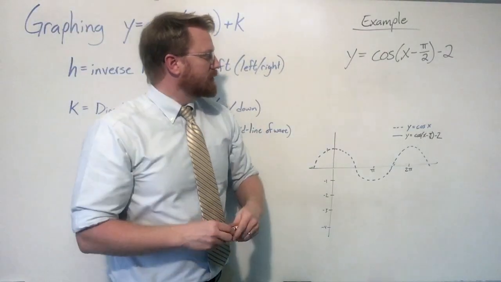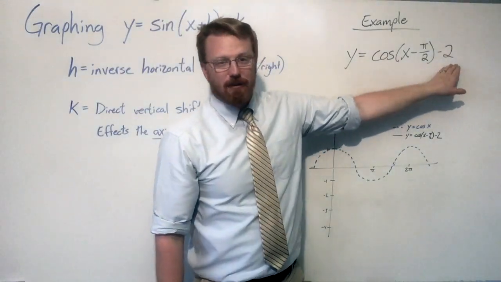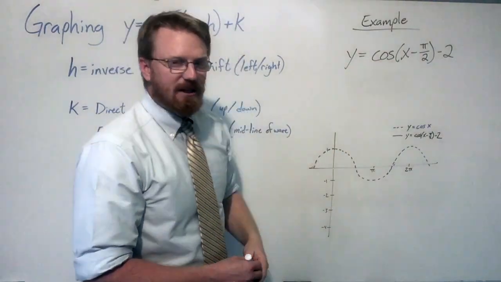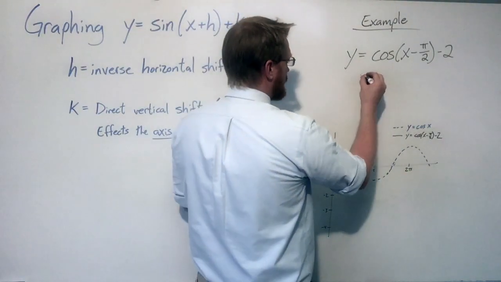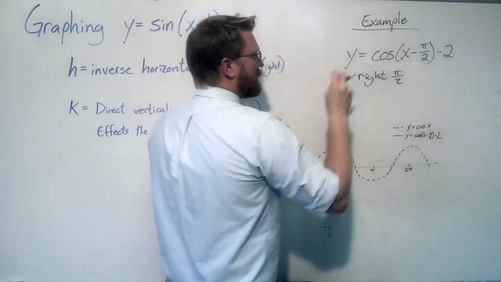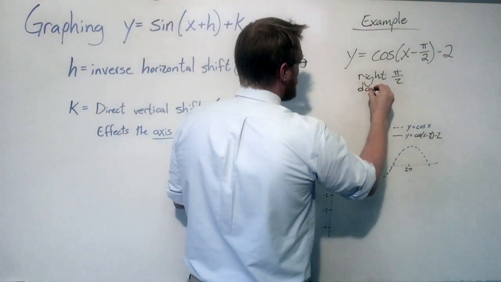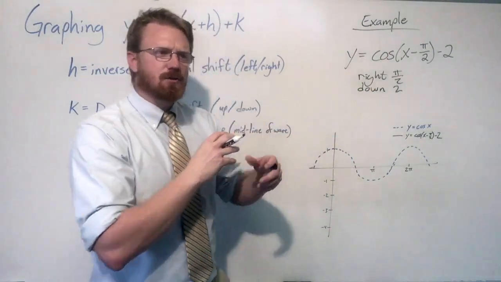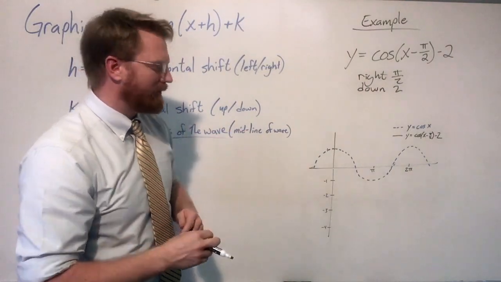Another example for cosine, I have something being added inside the function and something being added outside the function. So if I recognize it's inside the function, that's going to affect the horizontal change inversely. Minus pi over 2 is actually going to move it right pi over 2. And a minus 2 outside is going to affect the y directly, down 2. So I use both of those to generate this pseudo origin, this mock origin that I'm going to base my new cosine wave off of.